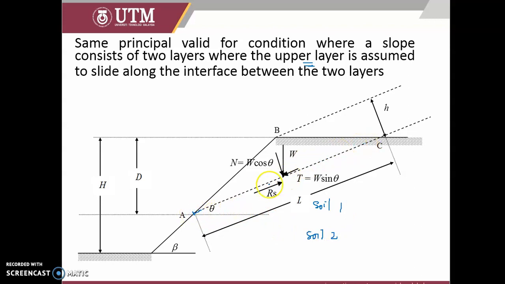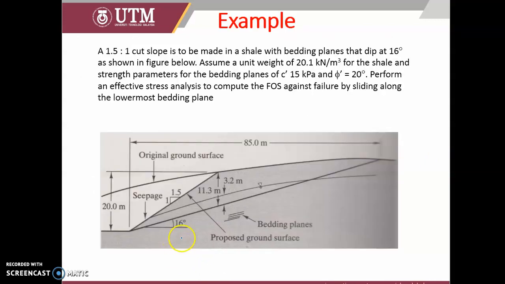So the finite slope stops here, and the wedge condition is only at the top. But sometimes it could go through both layers. It depends on the situation and the condition. Here is one example. Let's say we have a slope, and this is the original ground surface. But we want to cut the slope at a ratio of 1.5 to 1. So this is the new cut slope.